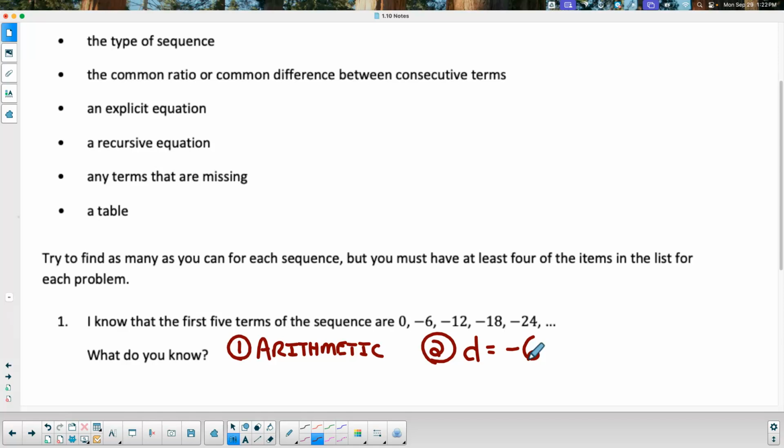What's the next thing that we know? Braden, what's the next thing that we know? Good thing I woke you up. Oh yeah. First term 0. First term 0. Okay.